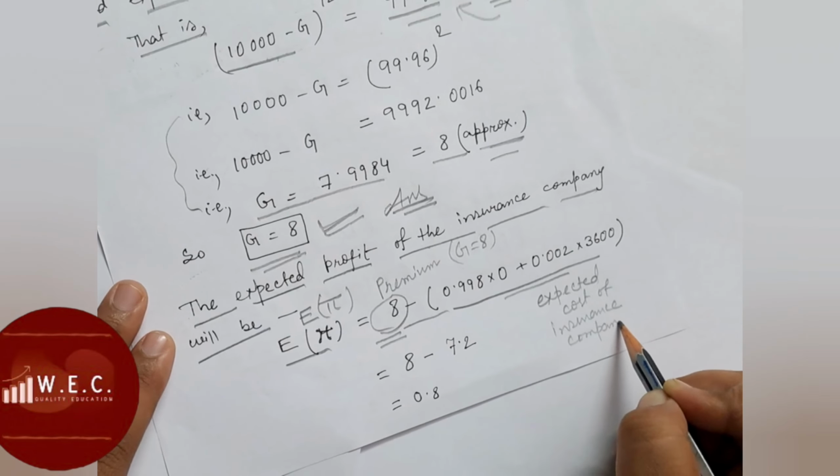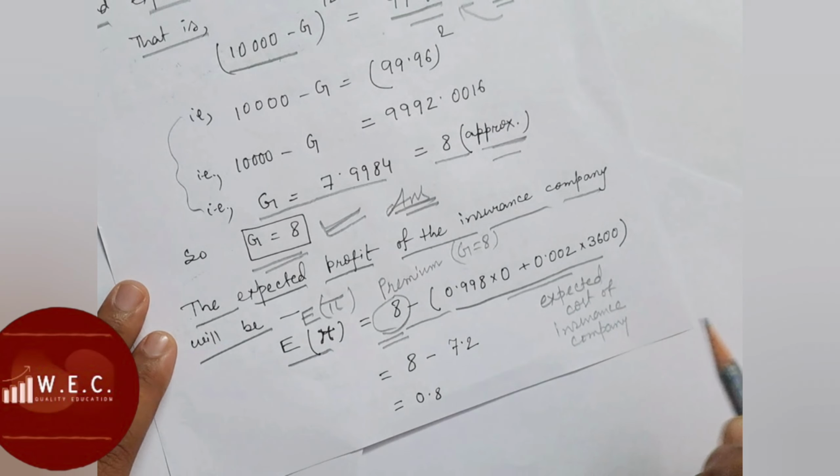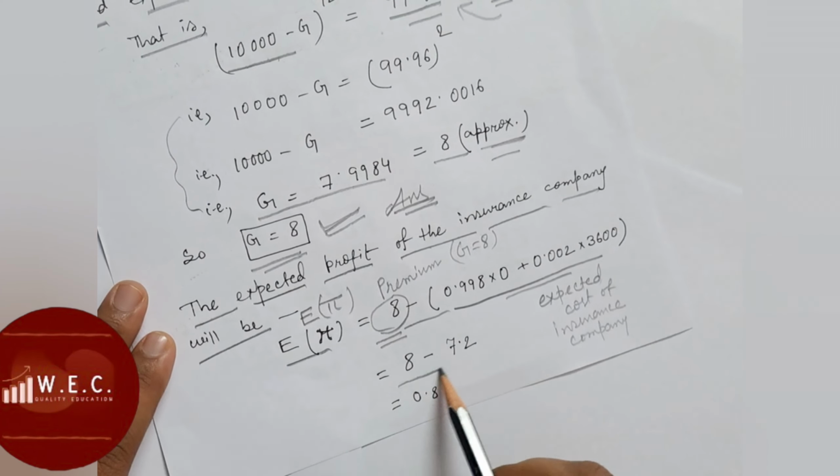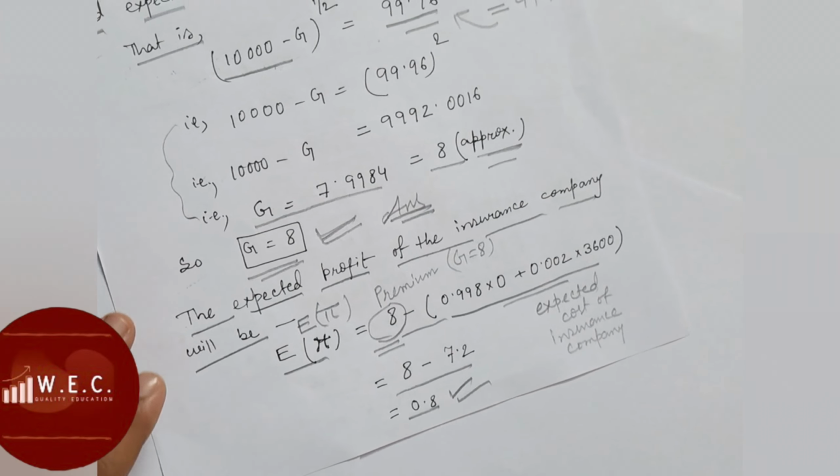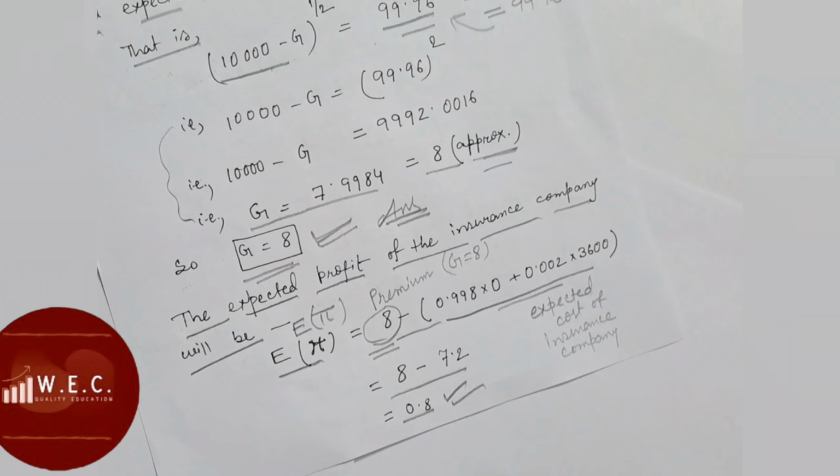Here 0.998 is the probability that Radha will not face any loss, so the insurance company will not pay her 3600, and 0.002 is the probability that Radha will face loss and the insurance company will pay her 3600. So it is equal to 0.8, that is greater than 0, so the insurance company will make the contract with Radha.